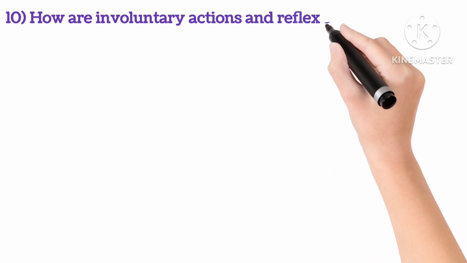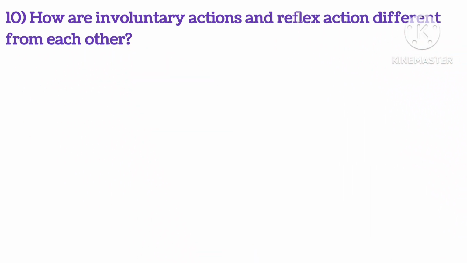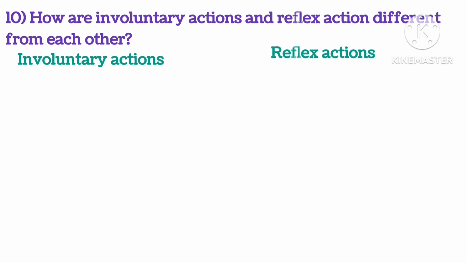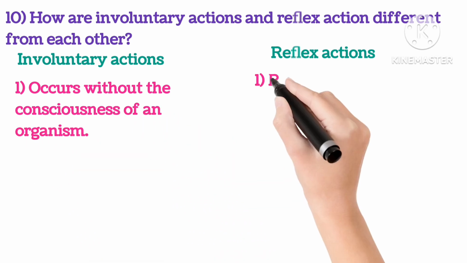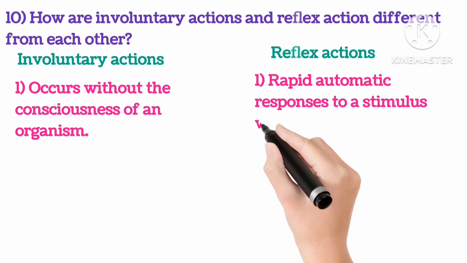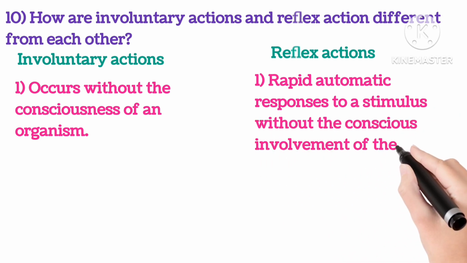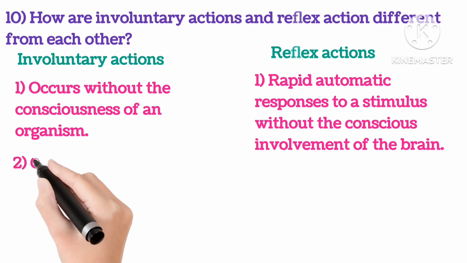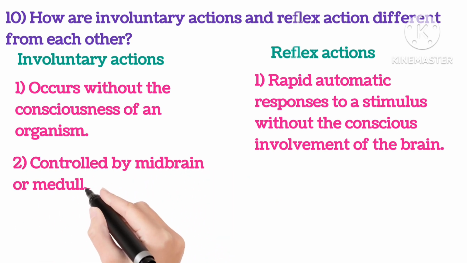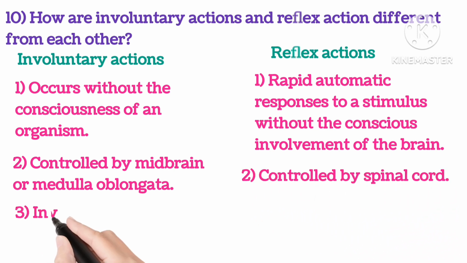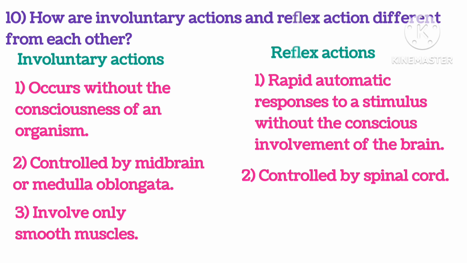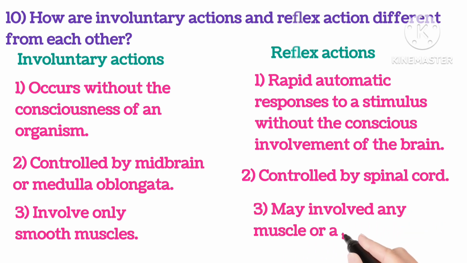Tenth, how are involuntary actions and reflex actions different from each other? The differences between involuntary actions and reflex actions are: involuntary actions occur without the consciousness of an organism, and reflex actions are rapid automatic responses to stimuli without the conscious involvement of the brain. Involuntary actions are controlled by the midbrain or medulla oblongata. Reflex actions are controlled by the spinal cord. Involuntary actions involve only smooth muscles. Reflex action may involve a muscle or a gland.